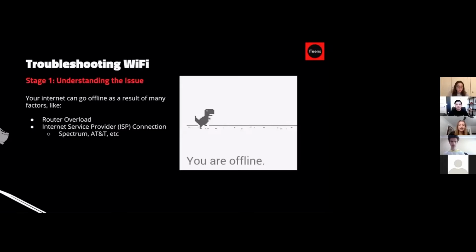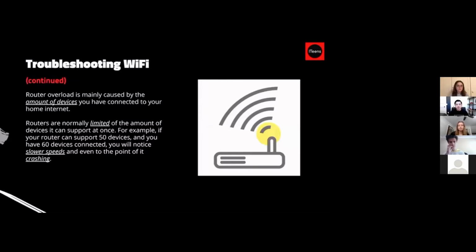Stage 1, understanding the issue. Your internet can go offline as a result of many factors like router overload or internet service provider connection, such as Spectrum, AT&T, or more. Router overload is mainly caused by the amount of devices you have connected to your home internet. Routers are normally limited in the amount of devices they can support at once. For example, if your router can support 50 devices and you have 60 devices connected, you will notice slower speeds and even to the point of it crashing.